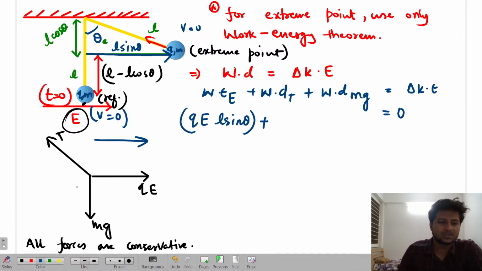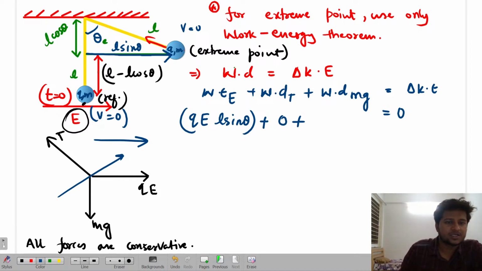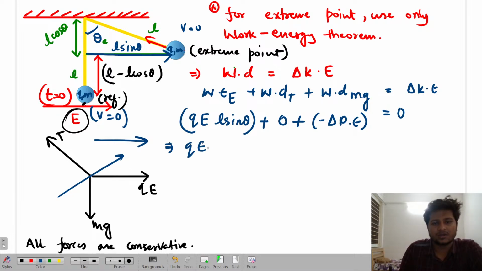वर्क डन बाय टेंशन, displacement is always perpendicular to it, this tension is always perpendicular to displacement, so work done by tension is zero. Work done by mg is change in potential energy because mg is a conservative force, isn't it? तो वर्क डन बाय mg क्या होगा? नेगेटिव ऑफ चेंज इन पोटेंशियल एनर्जी. So equation आएगा qEL sin theta plus zero plus negative of change in potential energy.